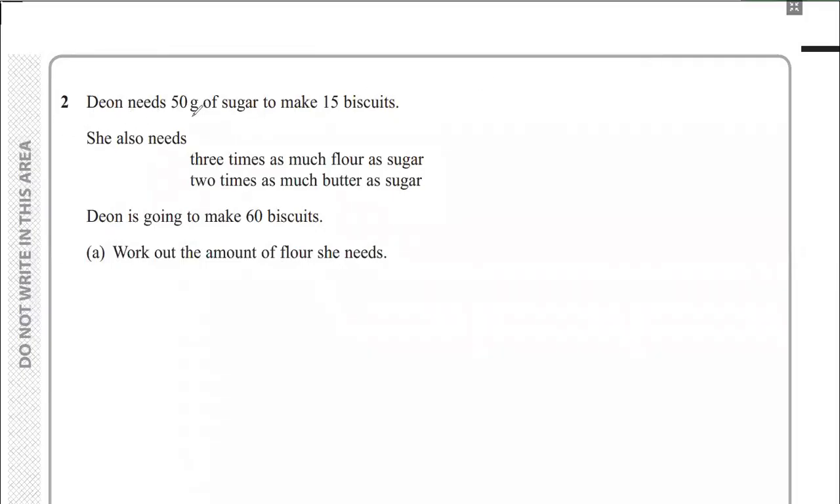Question number 2. Dion needs 50 grams of sugar to make 15 biscuits. She also needs 3 times as much flour as sugar, 2 times as much butter as sugar. So 3 times as much flour means flour will be 150 grams, and 2 times as much butter would mean 100 grams of butter. Dion is going to make 60 biscuits. Work out the amount of flour needed.